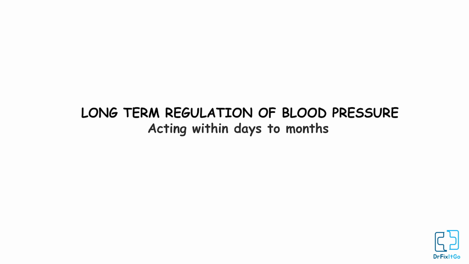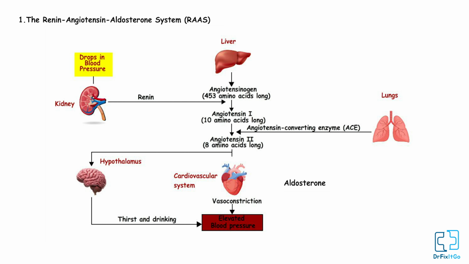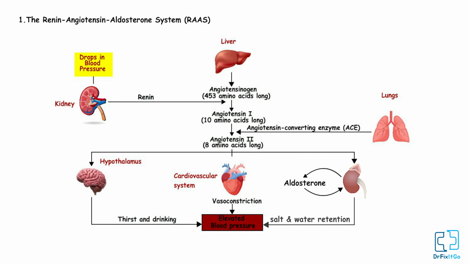Long-term regulation of blood pressure, acting within days to months. The renin-angiotensin-aldosterone system. Aldosterone: angiotensin 2 triggers the adrenal cortex to release aldosterone, promoting salt and water retention in the kidneys, further increasing blood pressure.